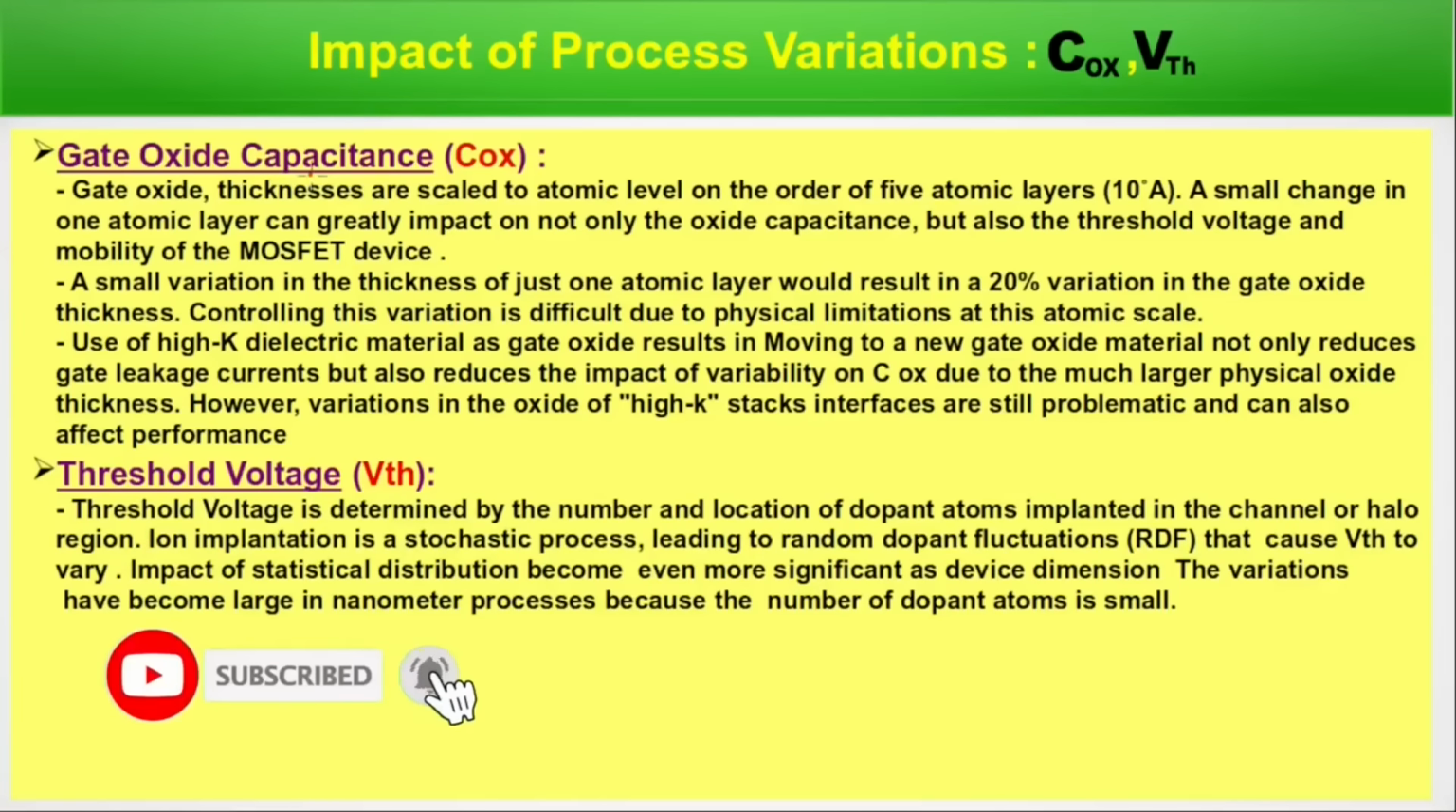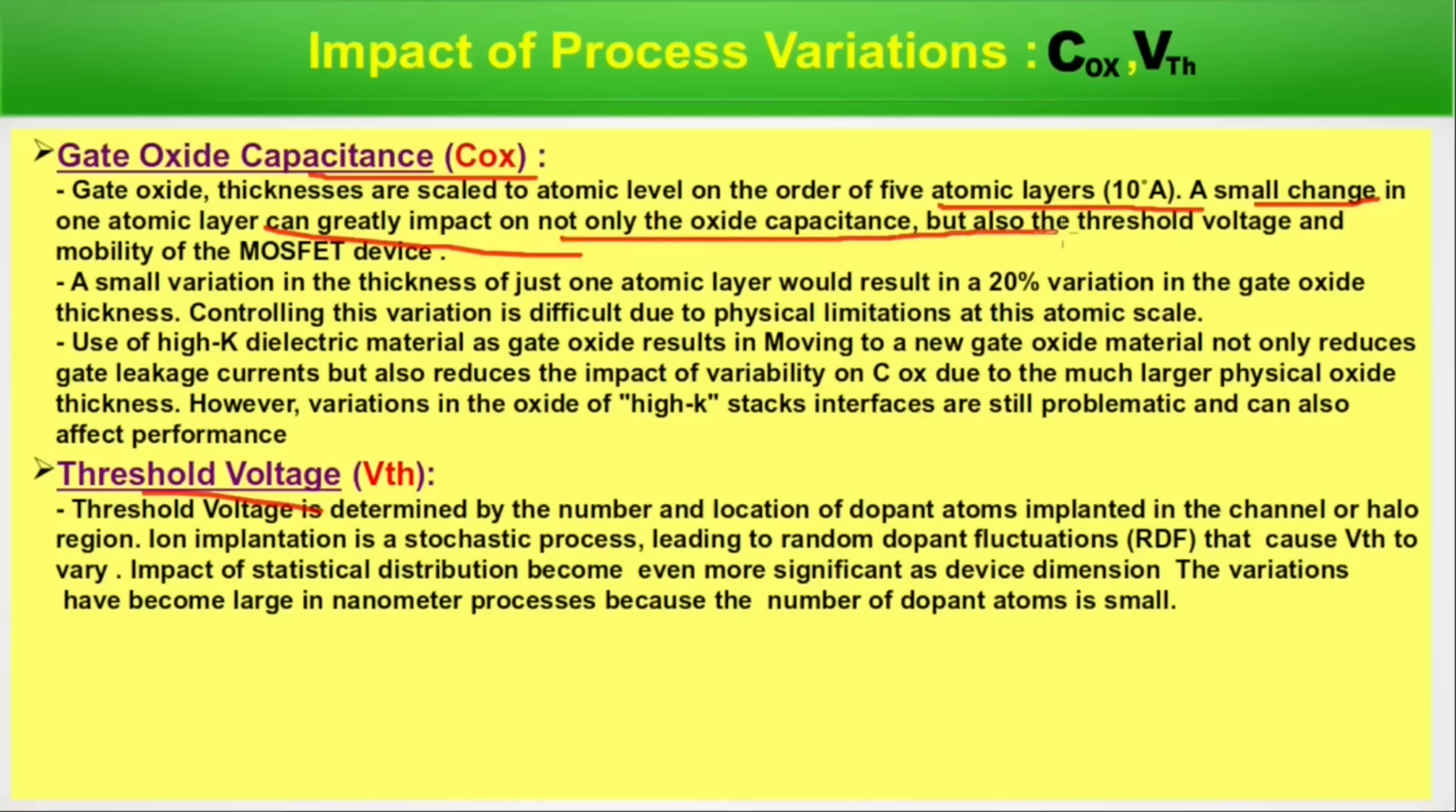Now gate oxide capacitance, COX, and threshold voltage. Gate oxide thicknesses are scaled to atomic level, on the order of 5 atomic layers, that is 10 angstrom. A small change in one atomic layer can greatly impact not only oxide capacitance but also the threshold voltage and mobility of the MOSFET device. A small variation in thickness of just one atomic layer would result in 20% variation in gate oxide thickness. Controlling this variation is difficult due to physical limitation at this atomic scale.